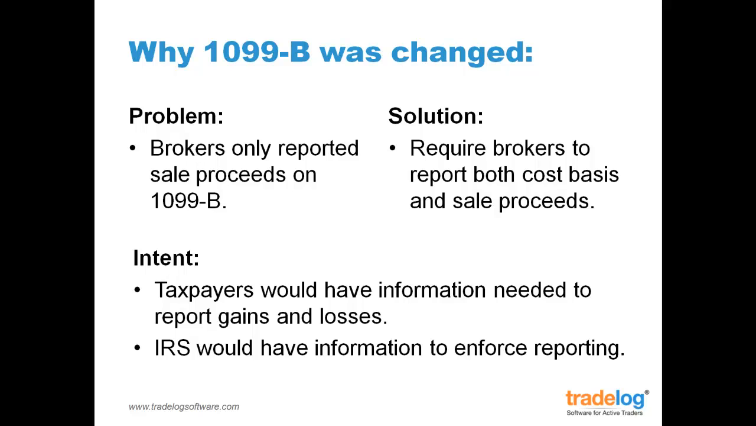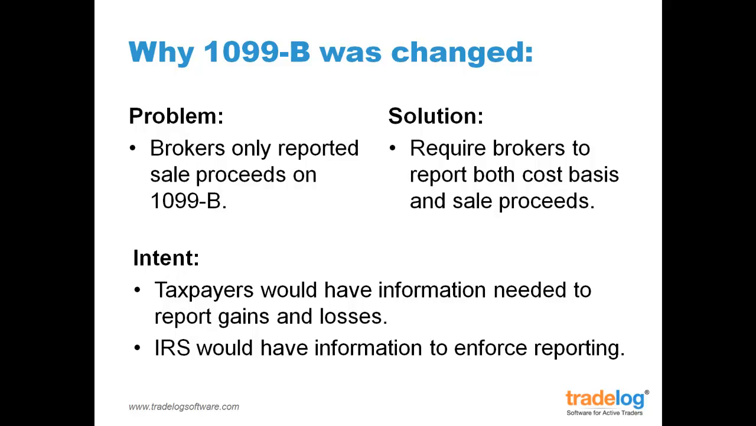Now, prior to the legislation, brokers were only required to report sales proceeds on the 1099-B. The cost basis part was the responsibility of the taxpayer. So it made sense that if the 1099-B reported both sales and cost basis, that would make a difference. And so that was in general the solution that was passed in the legislation. For the taxpayer, they would have everything they need in theory to determine their gains and losses. For the IRS, they also would have all the information which they could use to hold taxpayers accountable for reporting accurately. Now again, up to here, everything sounds great.